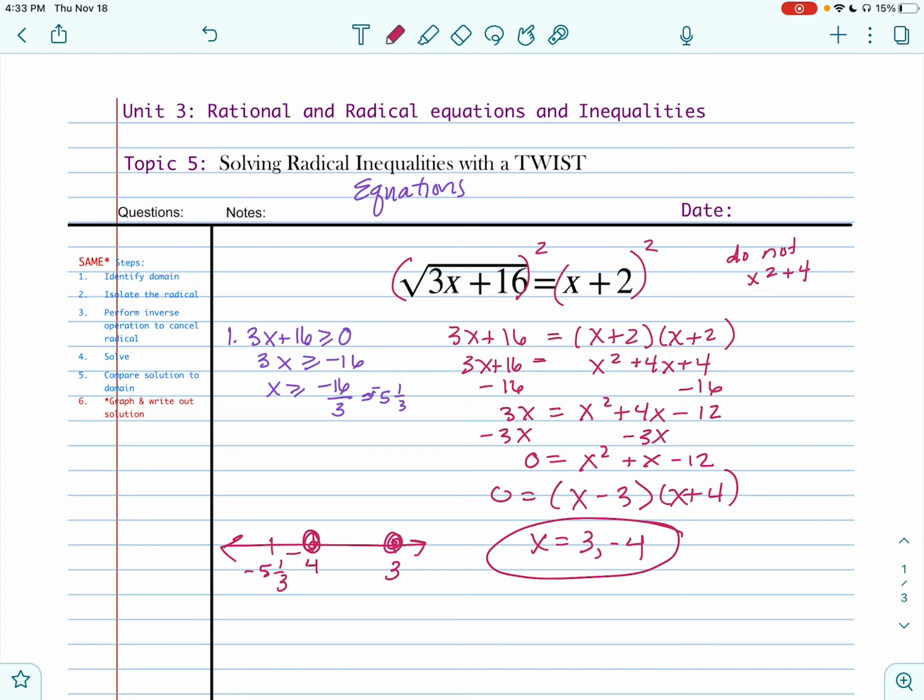All right, so double checking against that number line. Now, this isn't one of those number lines we shade because it's an equation, but if you just want to think about these numbers on a number line, I wanted numbers bigger than negative 5 and 1/3, so my numbers had to be over here, and they both are, so I can keep them both.